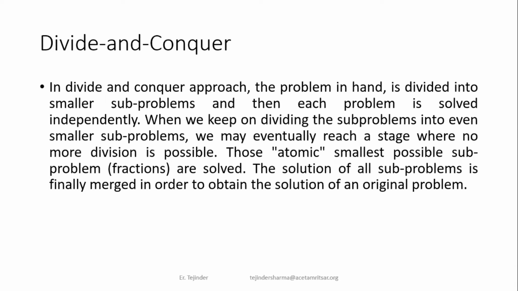What does the divide and conquer approach say? In the divide and conquer approach, the problem in hand is divided into smaller subproblems. Then each subproblem is solved independently. When we keep on dividing the subproblems into smaller subproblems, we may eventually reach a stage where no more division is possible. That is, the atomic smallest possible subproblems are solved. Then the solutions to all the atomic subproblems are finally merged in order to obtain the final solution.